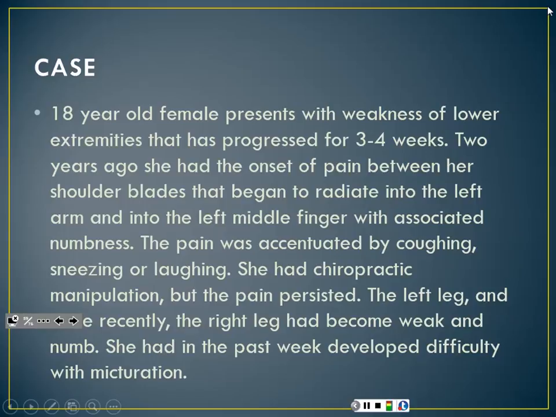Okay, 18-year-old woman presents with weakness of her lower extremities that has progressed for 3 to 4 weeks. 2 years ago, she had the onset of pain between her shoulder blades that began to radiate into the left arm and the left middle finger with associated numbness. The pain was accentuated by coughing, sneezing, or laughing. She had chiropractic manipulation, but the pain persisted. The left leg and more recently the right leg had become weak and numb. The past week, she developed difficulty with micturition.